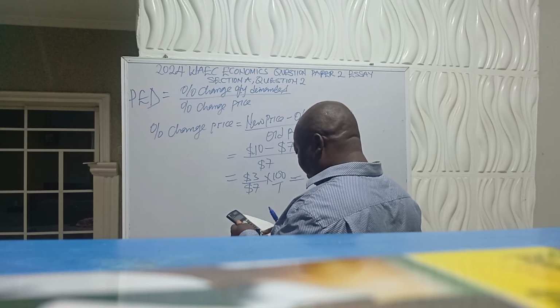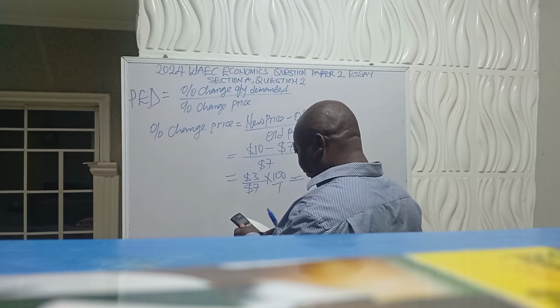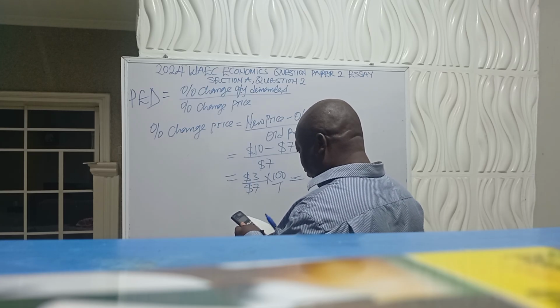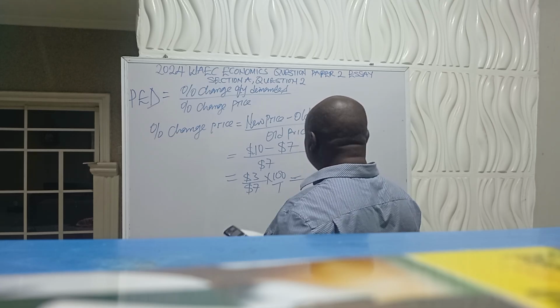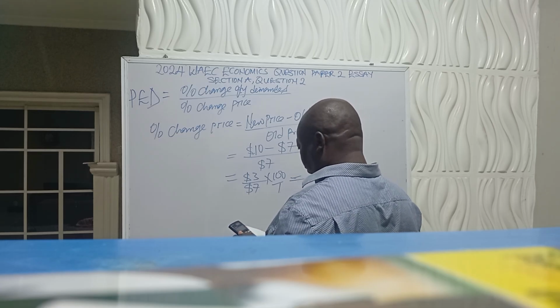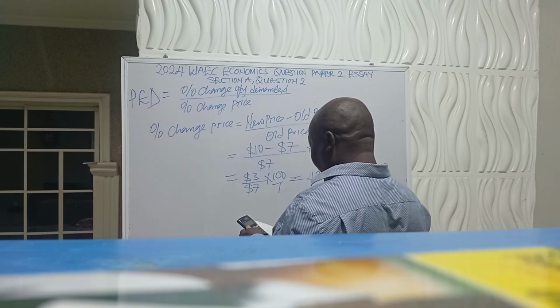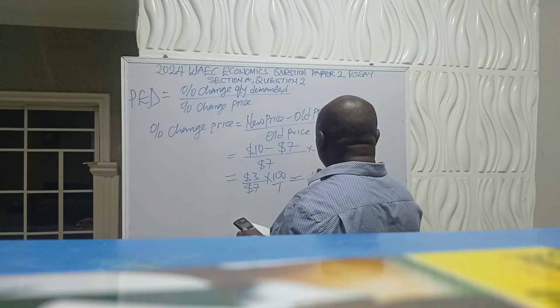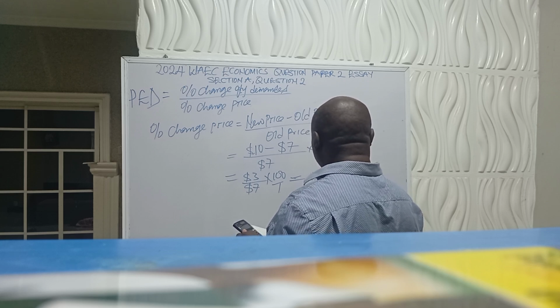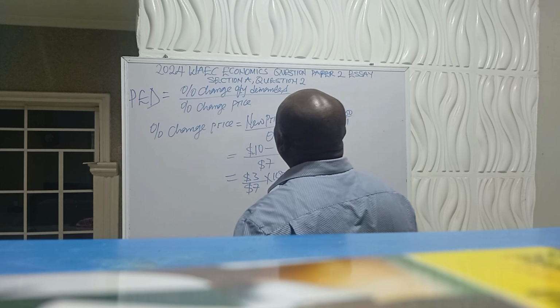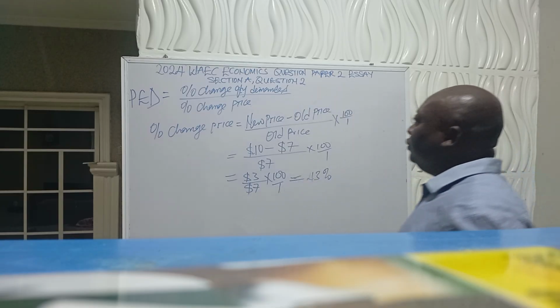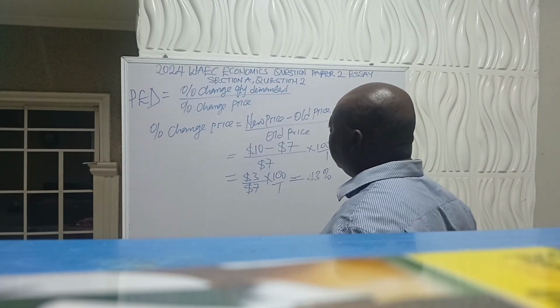Let me confirm again, 3 over 7 times 100. That is 42 point something, or let's approximate to be 43%. 43%. So that is for that first one.